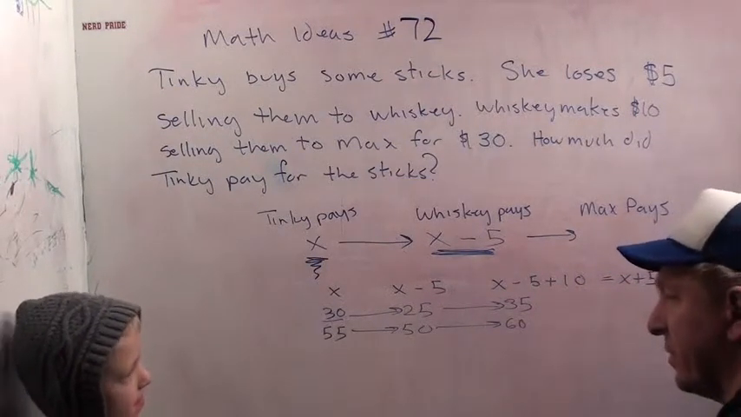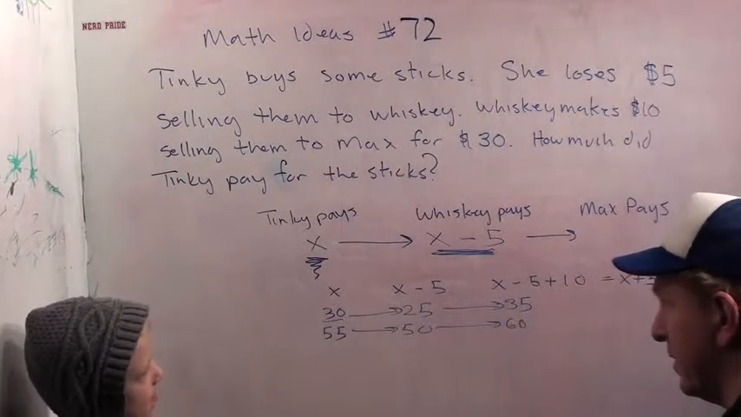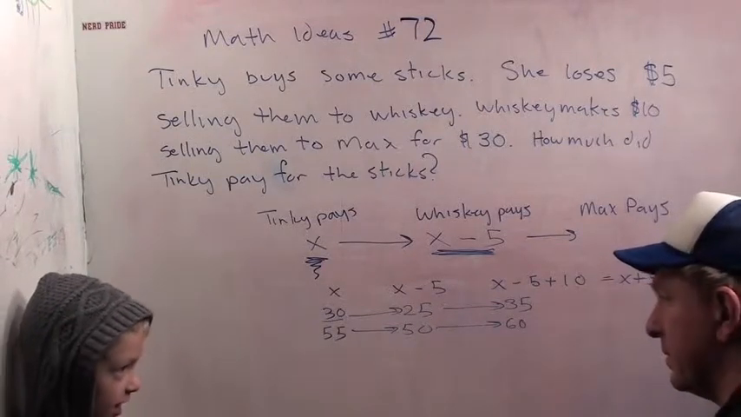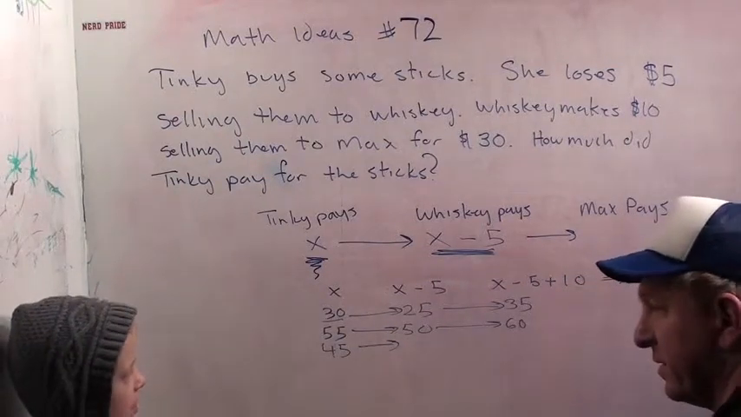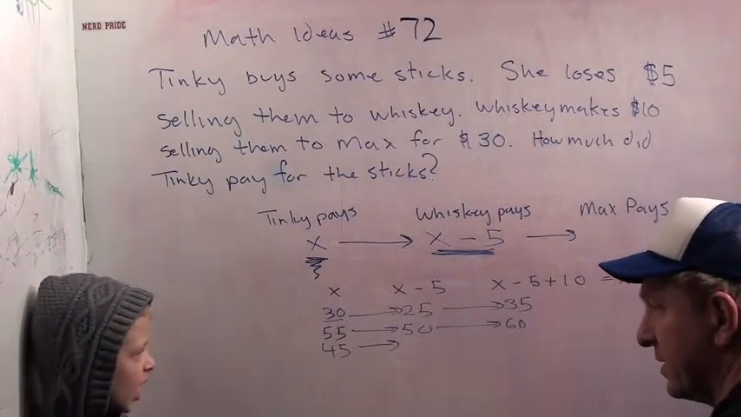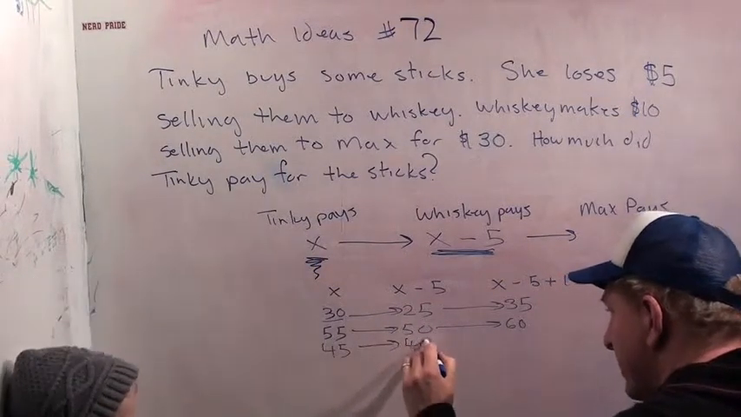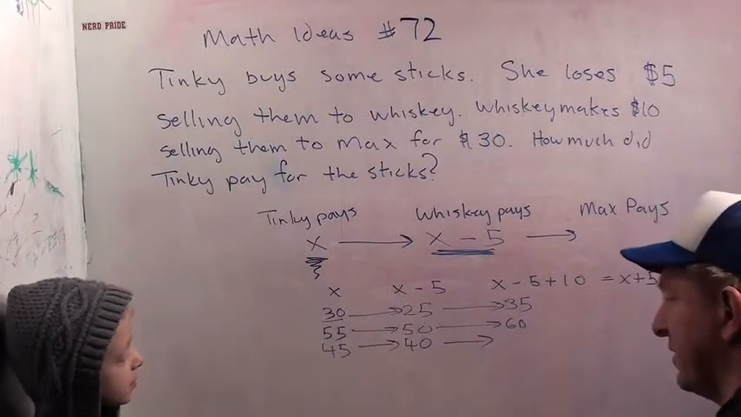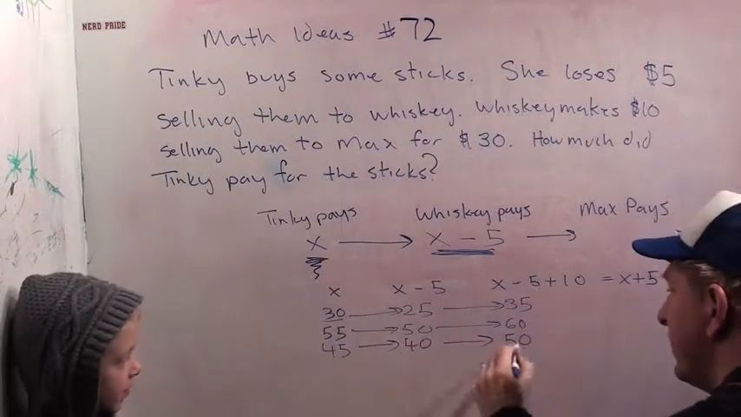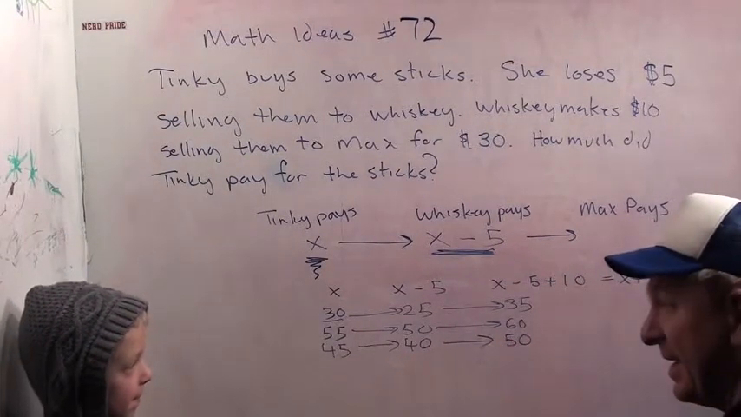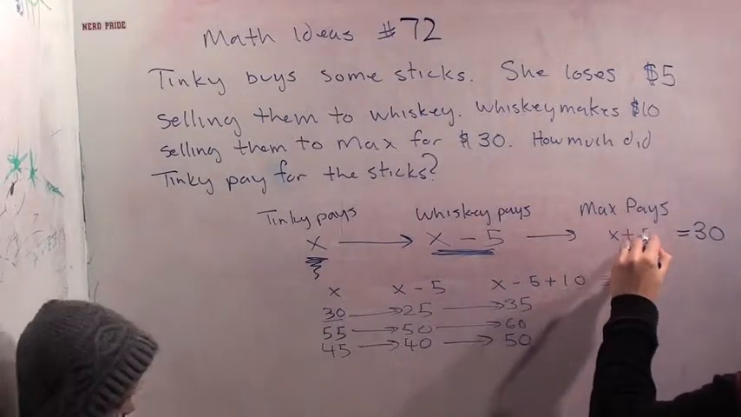You want to check one more number and make sure that's true? Okay, so what number do you want to check for X? 45. What is X minus 5 if X is 45? It's going to be 40. And what's 40 plus 10? 50. Does 50 equal 45 plus 5? Yeah. So Max pays X plus 5.